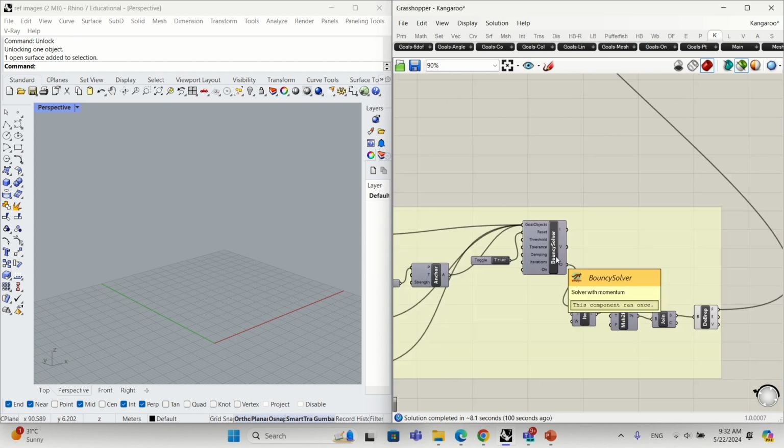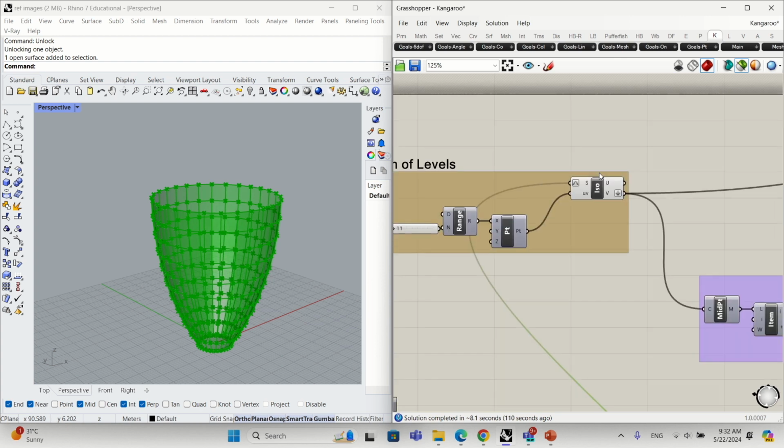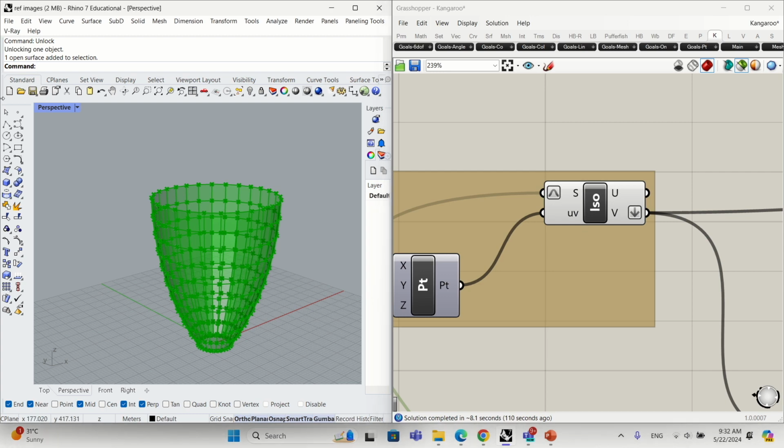This was connected to a bouncy solver, which was in turn connected to mesh to poly surface, and eventually a deconstruct B-rep, which was reconnected to our iso that was the base of our structure.